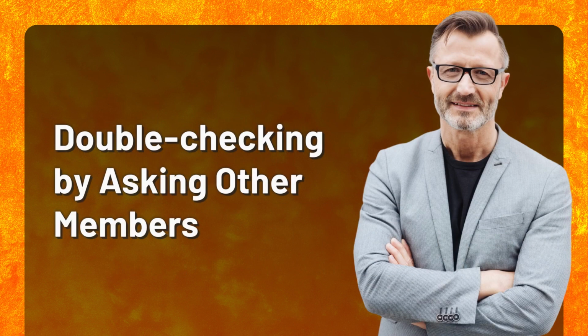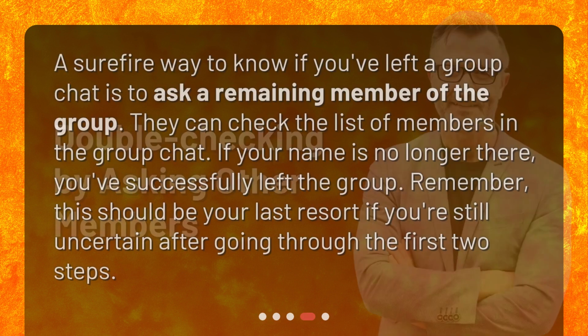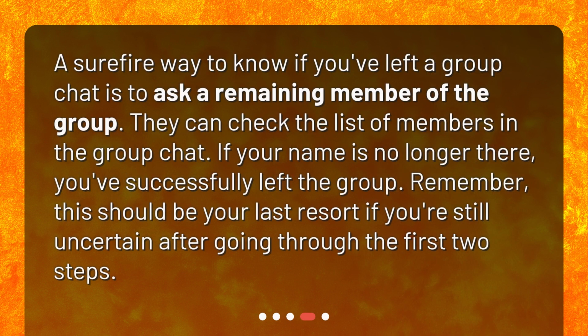Double checking by asking other members. A surefire way to know if you've left a group chat is to ask a remaining member of the group. They can check the list of members in the group chat. If your name is no longer there, you've successfully left the group. Remember, this should be your last resort if you're still uncertain after going through the first 2 steps.